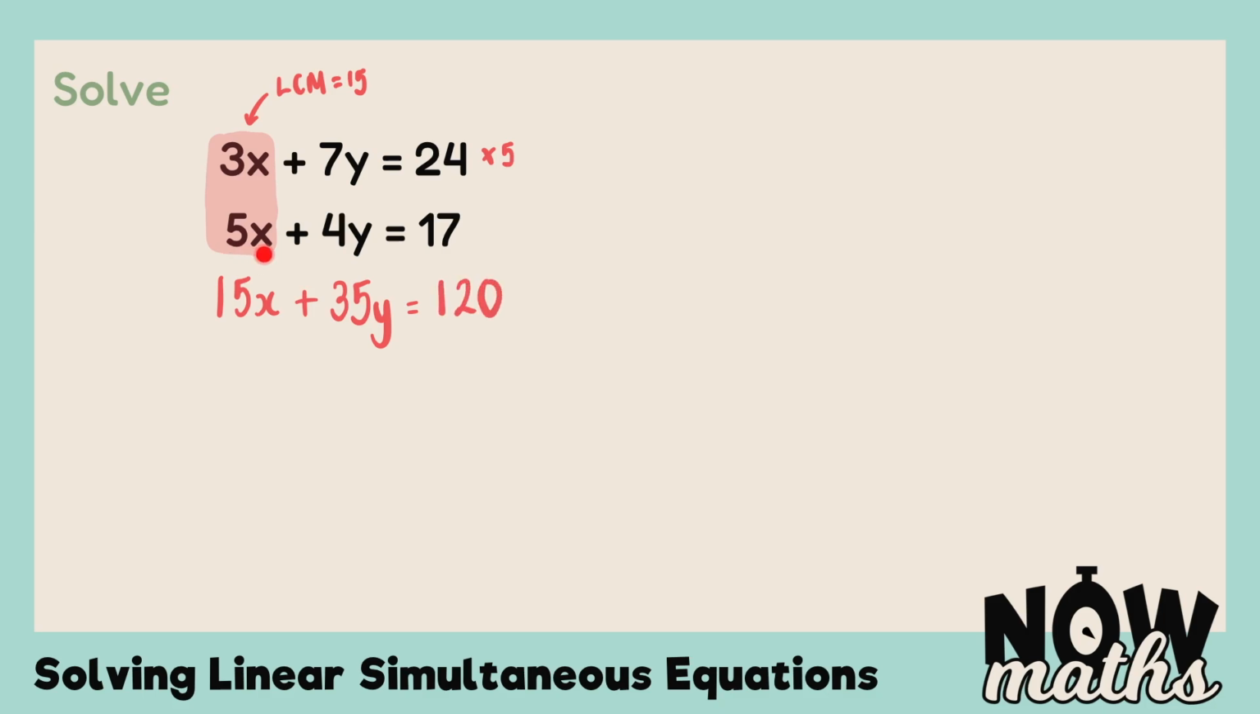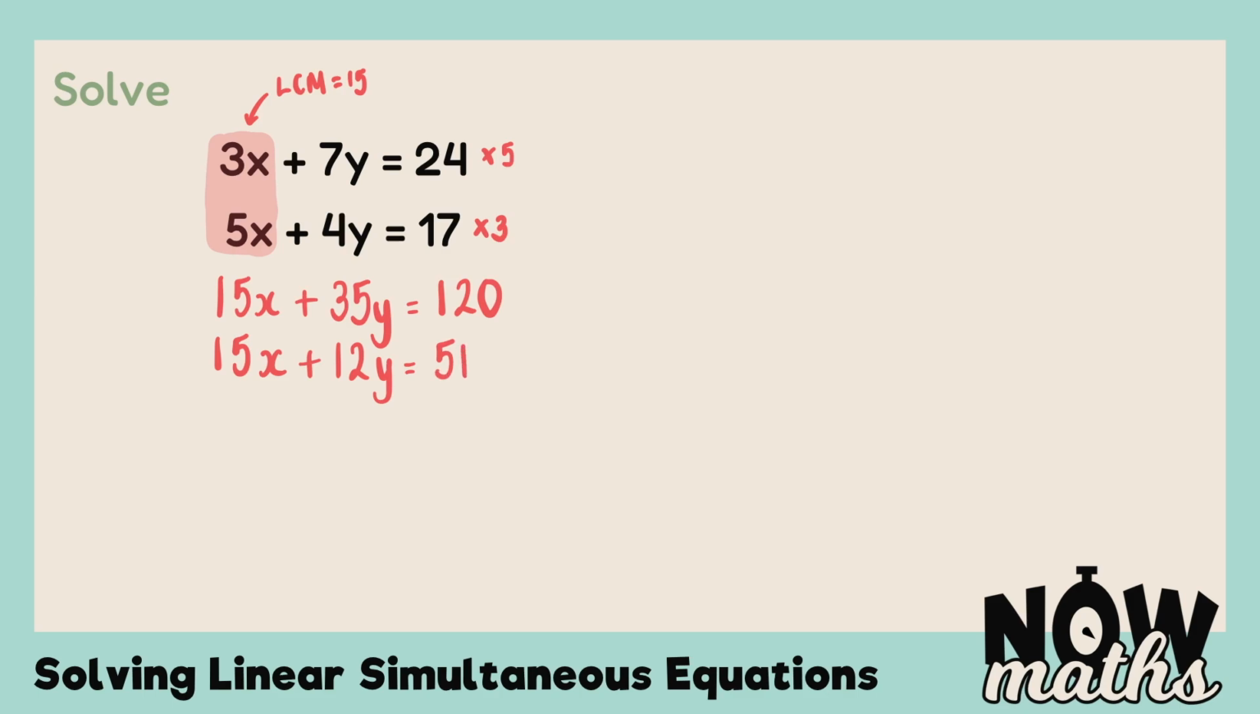Now looking at the second equation, to make this 5x into 15x, we're going to have to multiply by 3. So multiplying all of the terms by 3, 5x multiplied by 3 is 15x. 4y multiplied by 3 is 12y. And finally, 17 multiplied by 3 is 51.